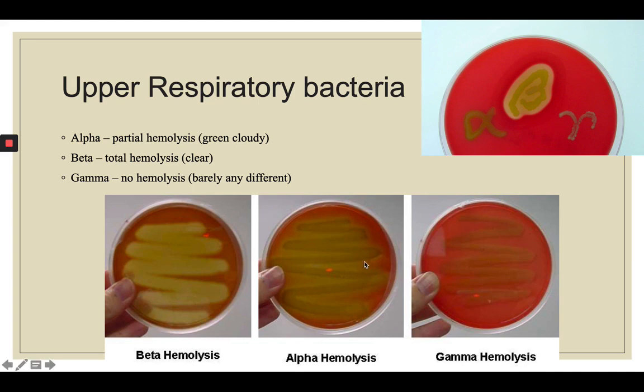Alpha is a partial hemolysis, so it's partial breakdown, and so it makes this kind of green cloudy haze. You can kind of see through it, but it's more cloudy, not totally broken down. And then lastly, gamma, there's no hemolysis, so it doesn't look that different. You kind of just see where we streaked the colonies. You can see it up here too. Alpha right here is a green haze. The beta has this clear halo around it, and the gamma just kind of looks like colonies on it. It doesn't really look that different.